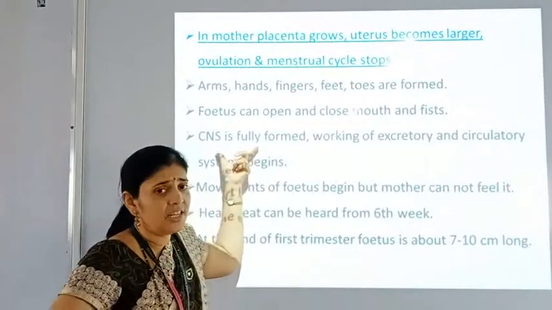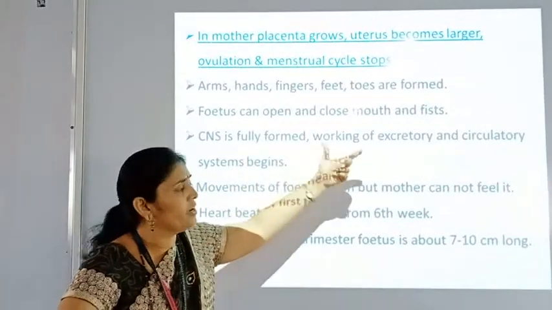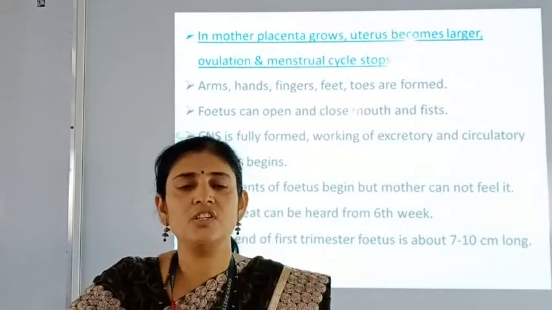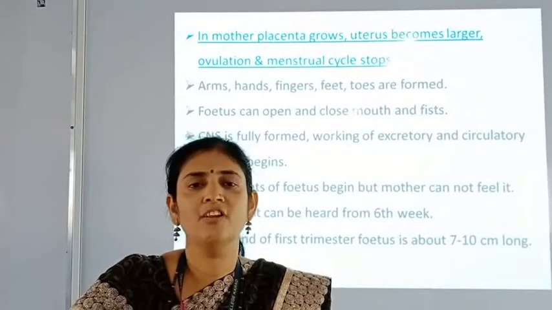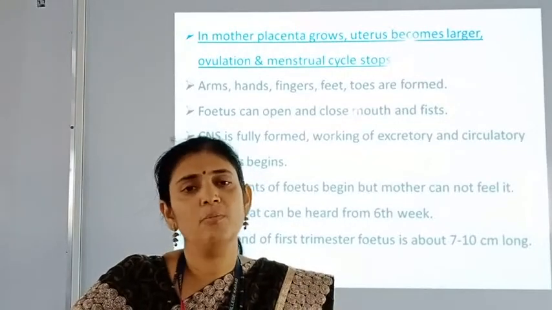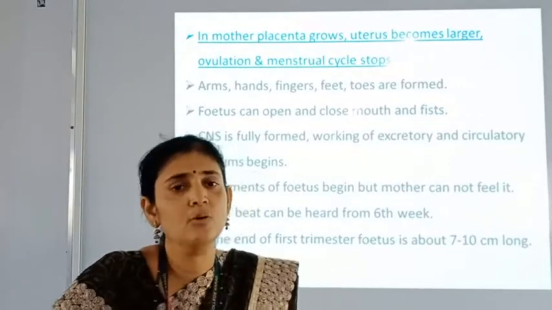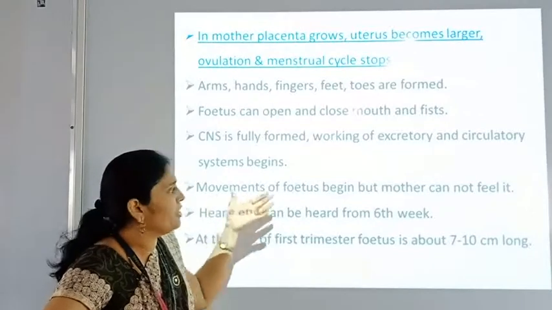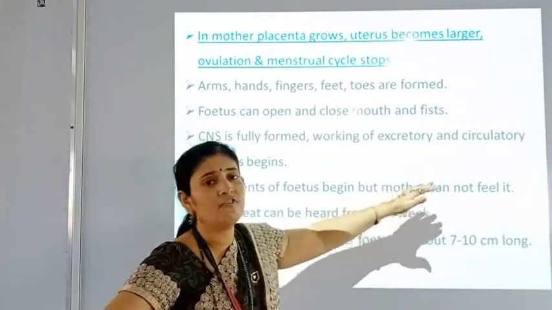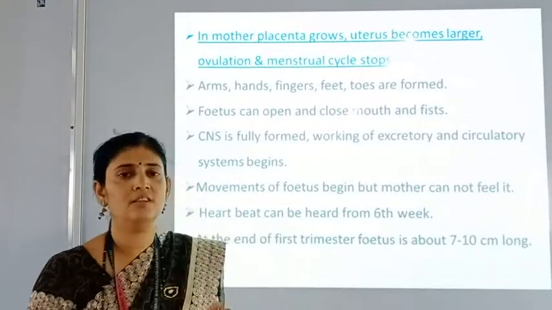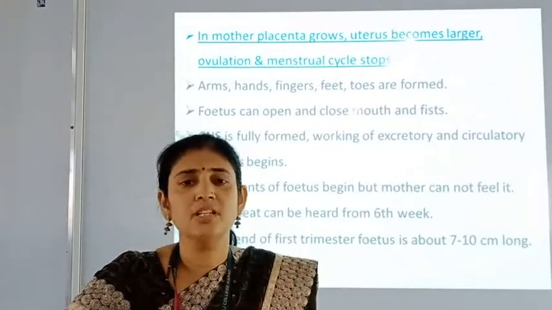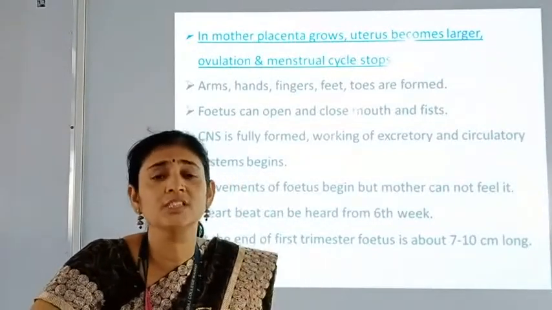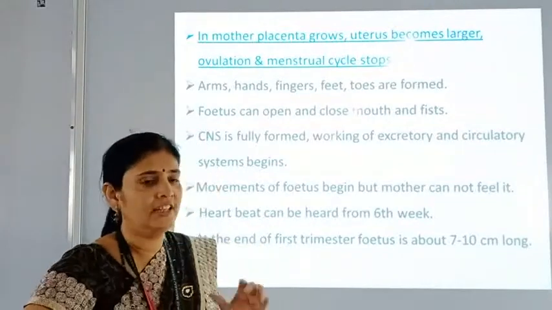Then the central nervous system is fully formed and working of excretory and circulatory system is started. So at this first trimester, all the structures of the central nervous system, that is the brain and spinal cord, are fully formed, and the functioning of the excretory system and circulatory system is also started at this first trimester period. Then movement of fetus begins, but mother cannot feel it. At this first trimester, the fetus can show movement, but mother cannot feel it. म्हणजे आईला त्या हालचाली जाणवत नाही. पहिल्या 3 महिन्यामध्ये सुद्धा बाळाची हालचाल होत असते, पण ती आईला जाणवत नाही. हे इथे लक्षात ठेवायचं आहे.